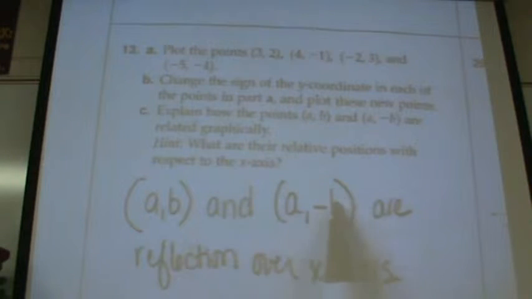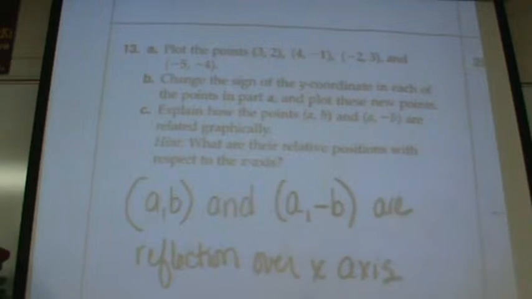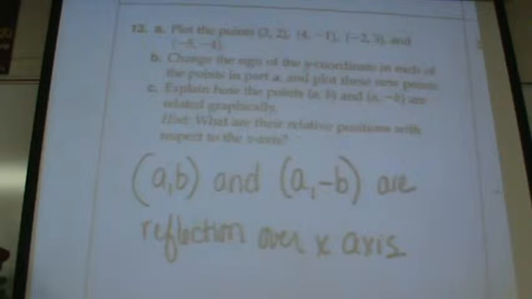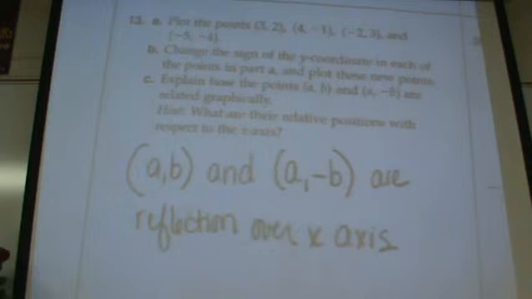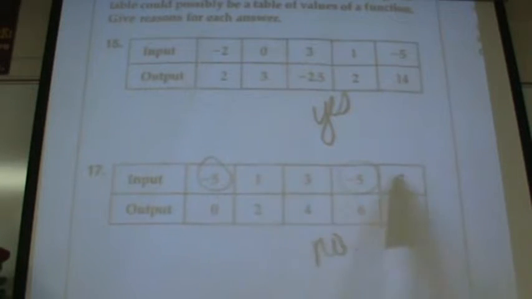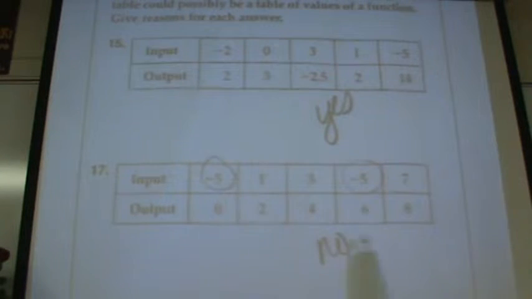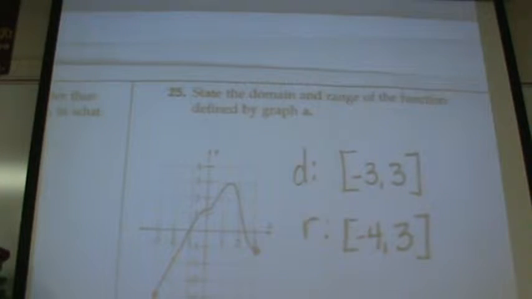So if you change the y values to the opposite, what you should notice is that each point is a reflection over the x-axis. And that's something that we're going to talk about later in this class. When you change the y value to the opposite, it's a reflection over the x-axis. If you were to change the x value, it's a reflection over the y. For 15, yes, it is a function. You look at the x values, they're not repeating. But 17 is not because -5 is repeating. Yeah? Good? Okay.